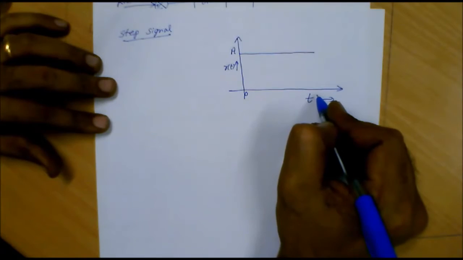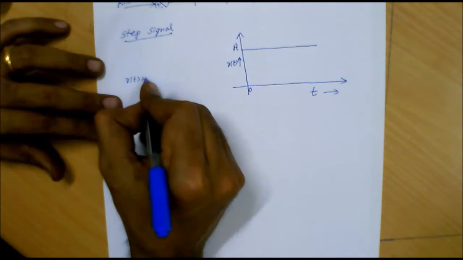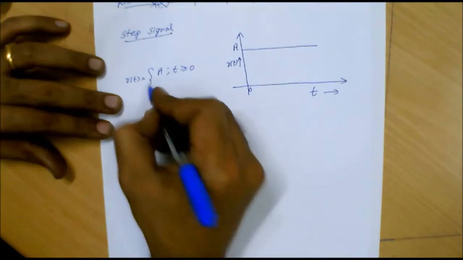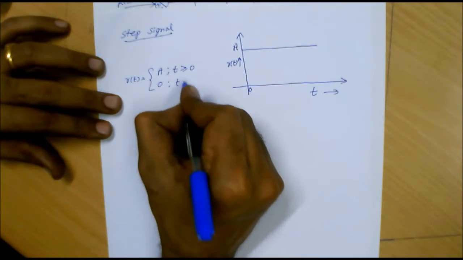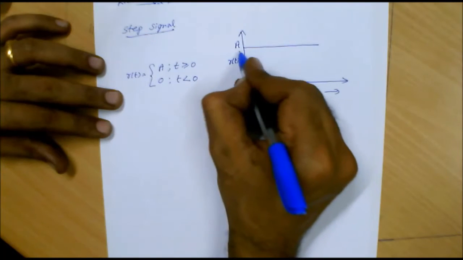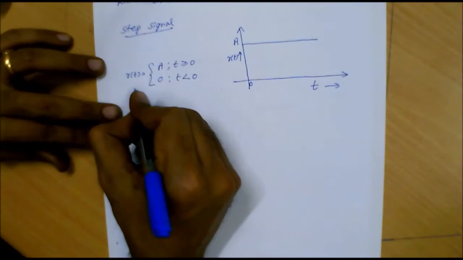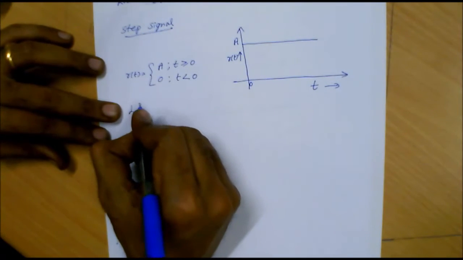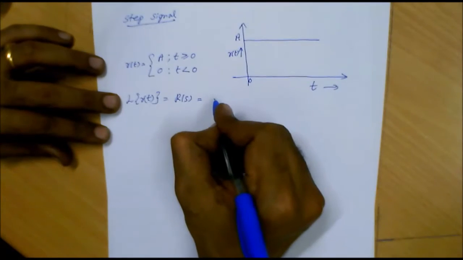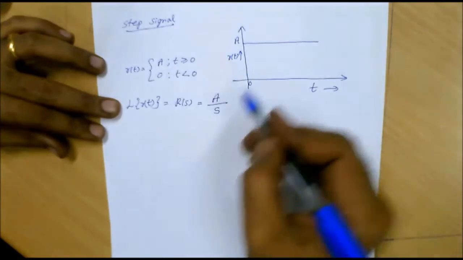till the time reaches infinity. Mathematically, we can write this equation as R of t is equal to A when t is greater than or equal to 0, 0 when t less than 0. So the value of the input R of t remains A as long as the value of t is greater than or equal to 0. So if you find the Laplace transform of this equation, that is L of R of t, which is equal to R of s, is equal to A divided by s. So the Laplace transform of this step signal is A divided by s.